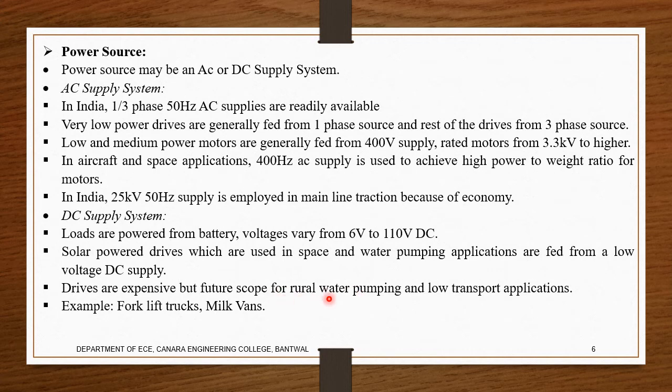For rural water pumping, they are planning water pumping in village areas with the help of solar energy, and low transport applications such as solar battery driven vehicles and solar lights. There are many places where solar parks have been implemented. For example, forklift trucks, tippers, and milk vans, as per requirement, we carry.